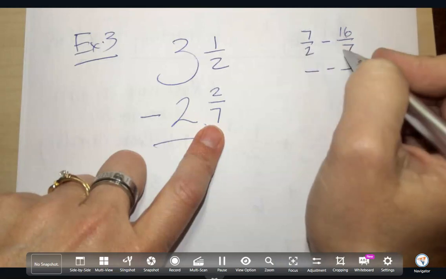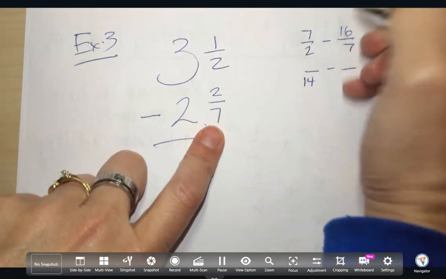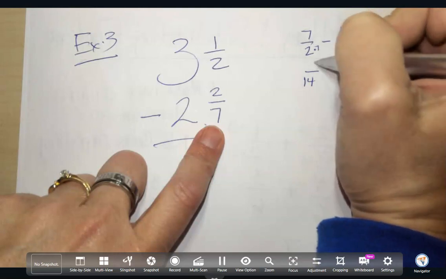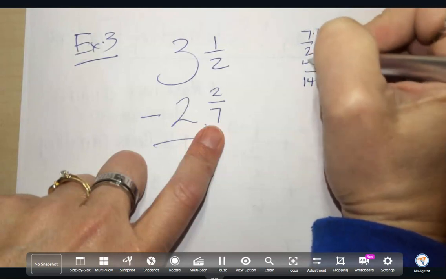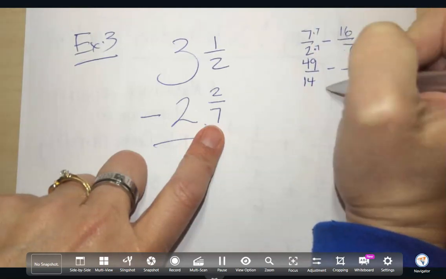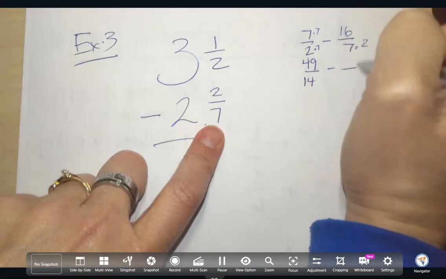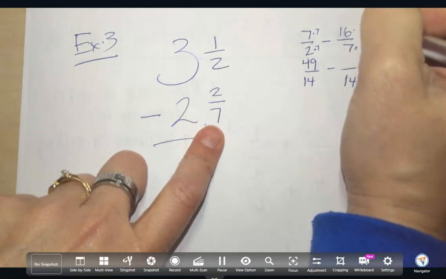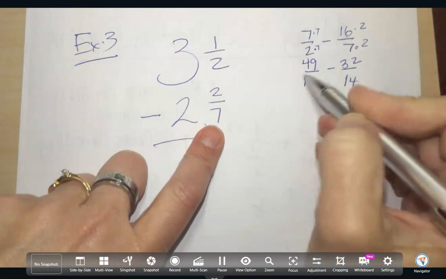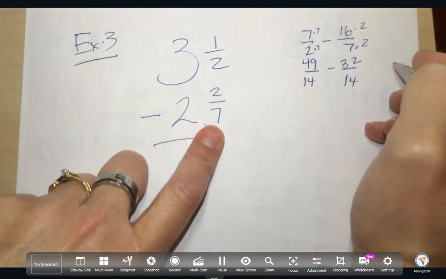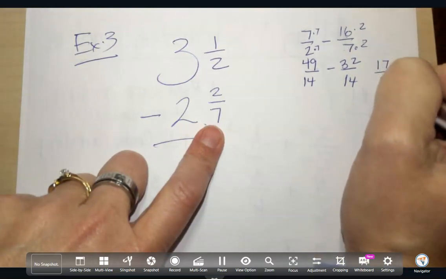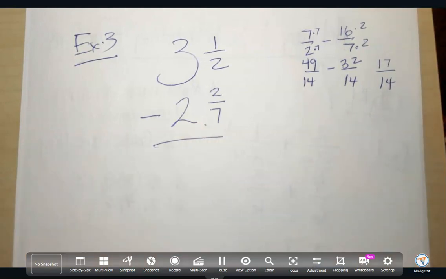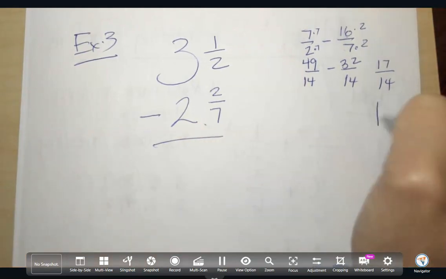So my common denominator between 2 and 7 would be 14. 2 times 7 is 14, so 7 times 7 is 49. 7 times 2 is 14, so 16 times 2 is 32. Subtract, and I would get 17/14. Or 1 and 3/14.